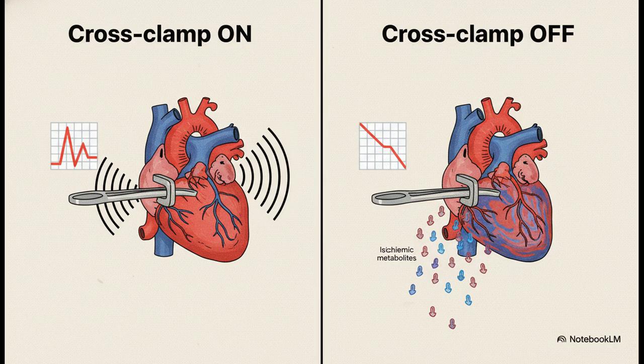Our management has to flip just as fast. We go from vasodilators to pouring in volume and starting potent vasopressors like norepinephrine. These are two completely opposite physiological states that require completely different interventions, and the transition happens in seconds.